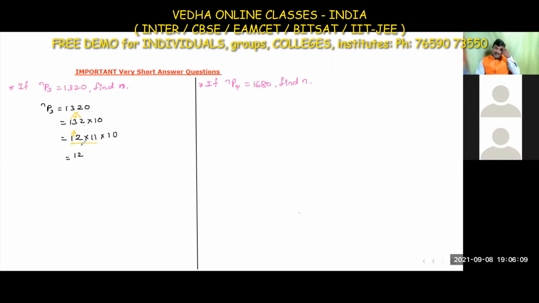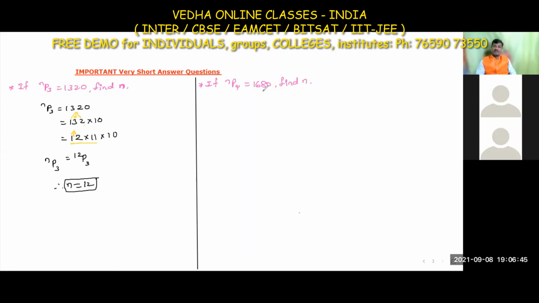So here 12 into 11 is 132. I am writing 132 as 12 into 11. That's it. So the numbers started from 12 and went down to 10. How many numbers did we take? 3 numbers. We started from 12 and wrote 3 numbers, so it is 12P3. So nPr with r = 3 is 12P3. Then what is the n value? The value of n is 12. Understood?